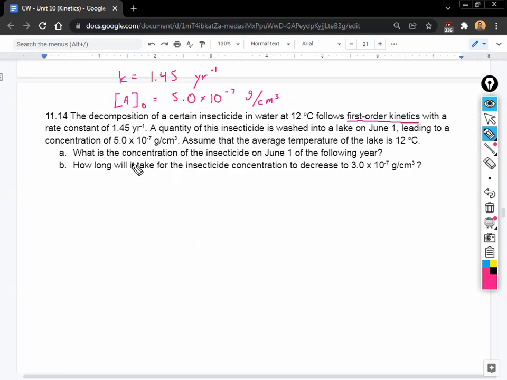So the first part of the problem is asking us: what is the concentration of the insecticide on June 1st of the following year? So we're going to have some time go by. You want to find the concentration of the insecticide after 1 year. That's what part A is asking. And then part B is asking how long it will take to decrease to a specific amount.